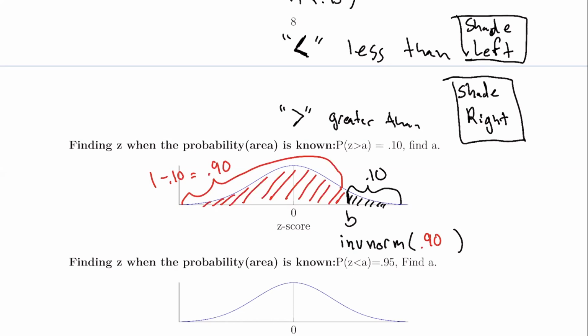All right, so we get inverse norm of 0.90. For the B value, well, here, let me change that to A. I don't want to get it confusing because we're solving for A. So for this A value, should I expect a negative value or a positive value once I hit inverse norm 0.90? Positive. So we know it should be positive because it's on the right-hand side. So let's do inverse norm 0.90.